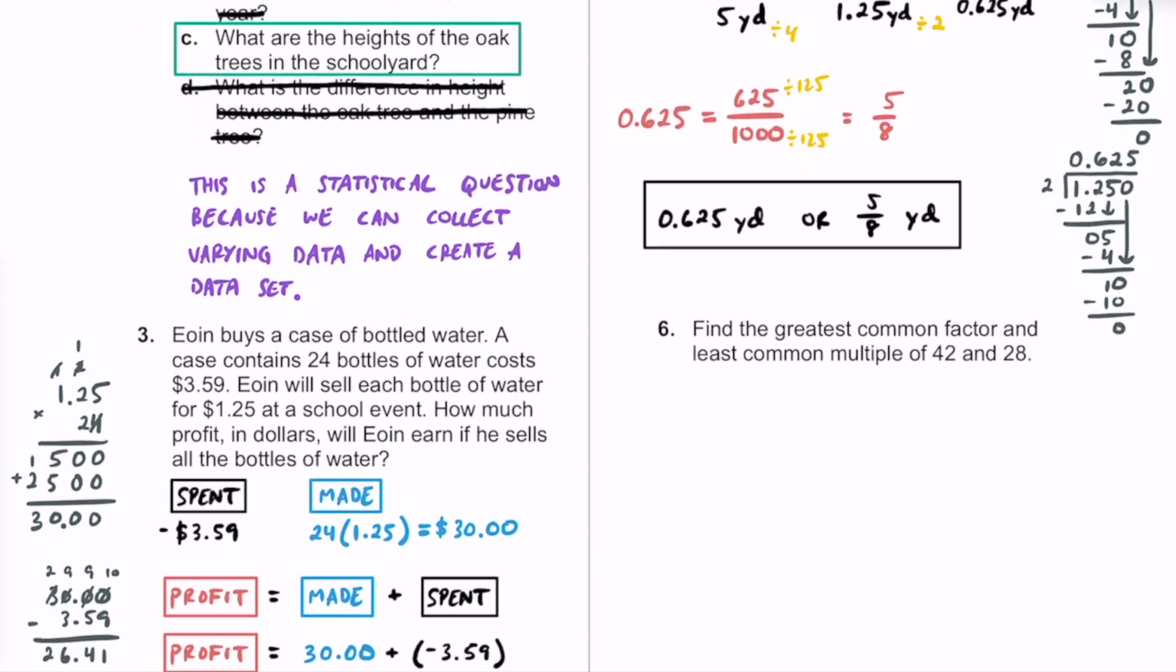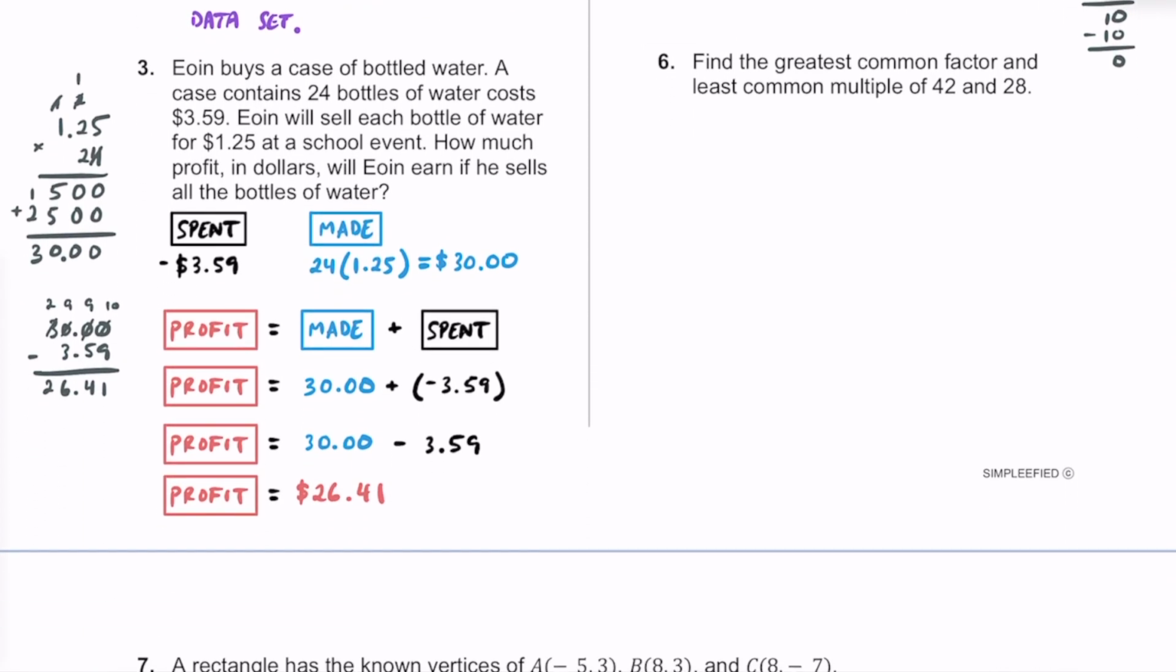All right, for number 6, let's go ahead and see if we can find the greatest common factor and the least common multiple of 42 and 28. So I'm going to go ahead and just use our ladder method here. We have 42 and 28. Let's see if we can find out the GCF and LCM here. So something in common both of these numbers have. I'm going to go with 7 here, right? 7 times 6 is 42, and then 7 times 4 is 28.